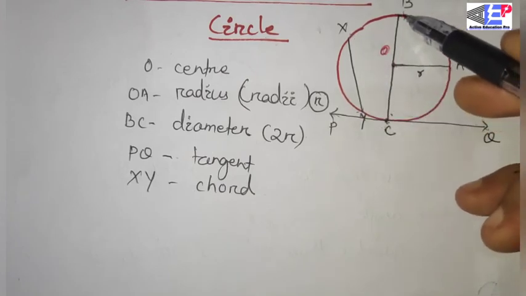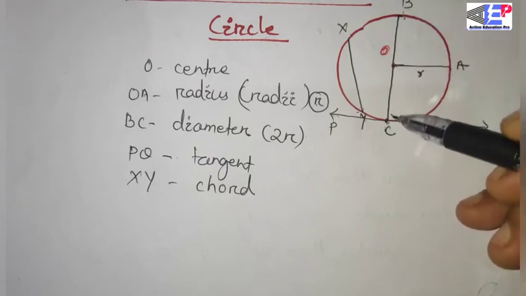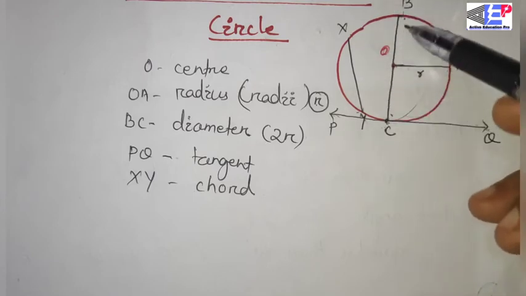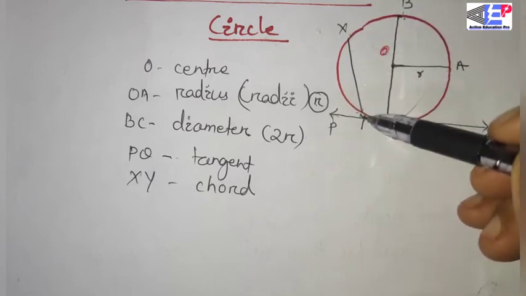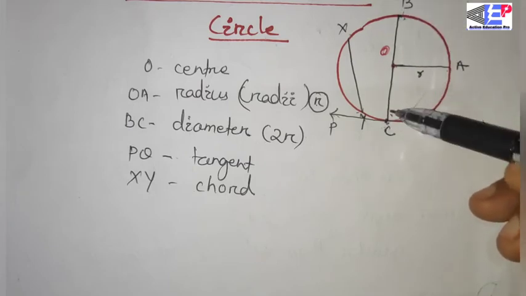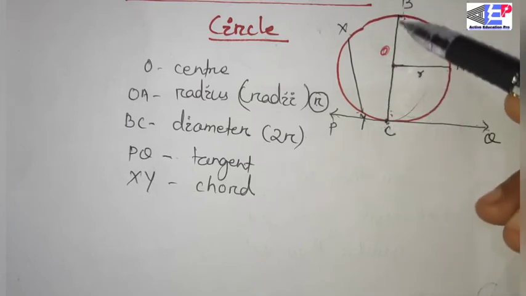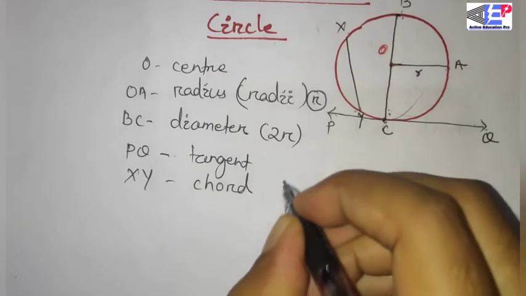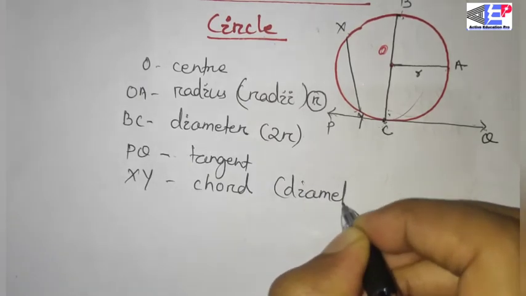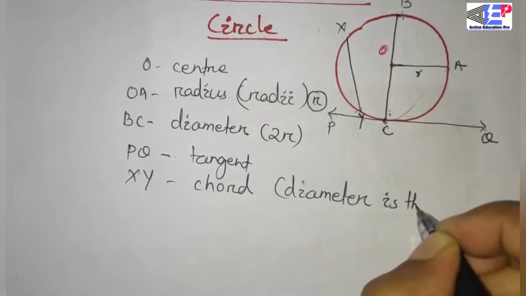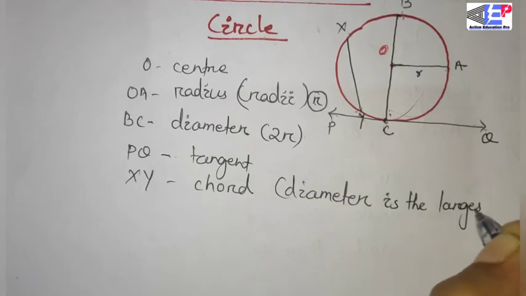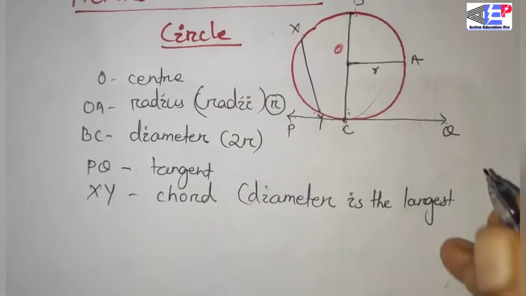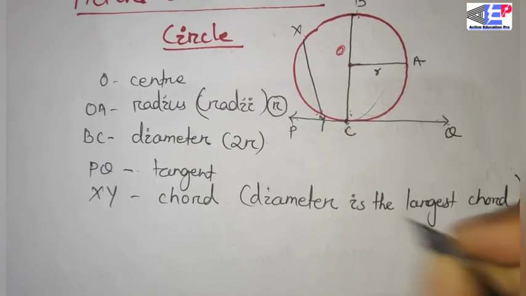And one more thing, the diameter is the greatest chord of any circle. Here in this circle, BC is the diameter, XY is a chord. But here BC is the largest chord of this circle. There is no more chord which is greater than BC in length. So diameter is the largest chord.